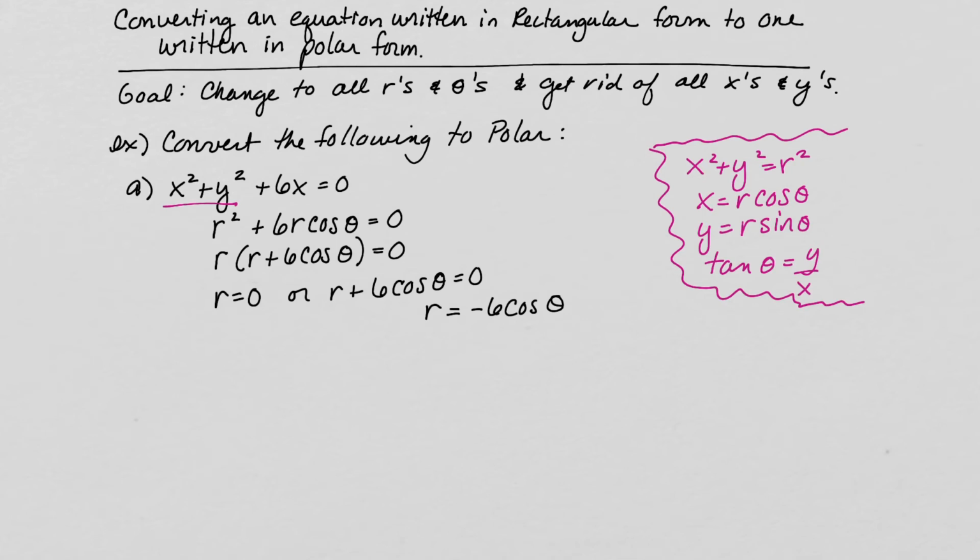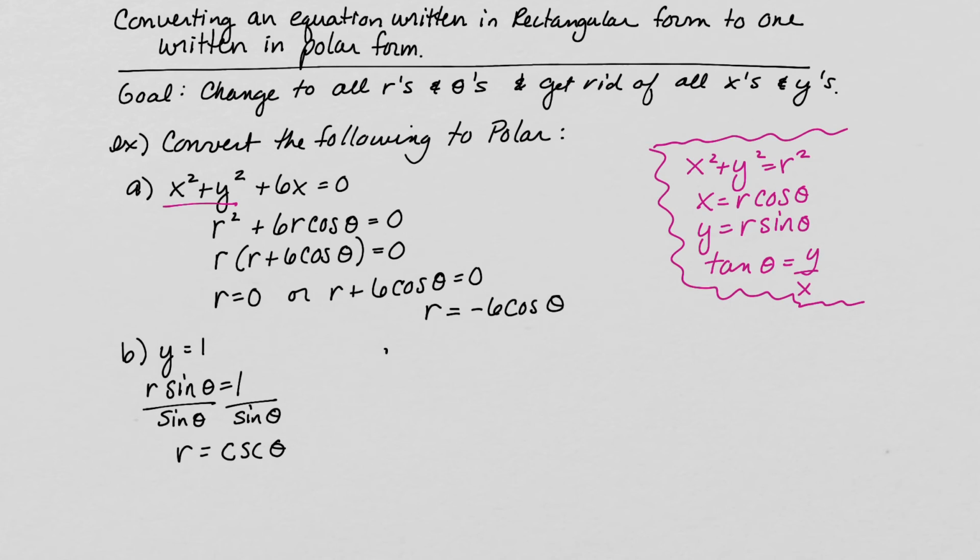And we'll look at some more examples. So B, if you have y equals 1, and that's the only equation you have. Remember, y is r sine theta, so r sine theta equals 1. Again, if possible, we try to solve for r. So if we divide both sides by the sine of theta, r is going to end up being the cosecant of theta. So that wasn't too bad.